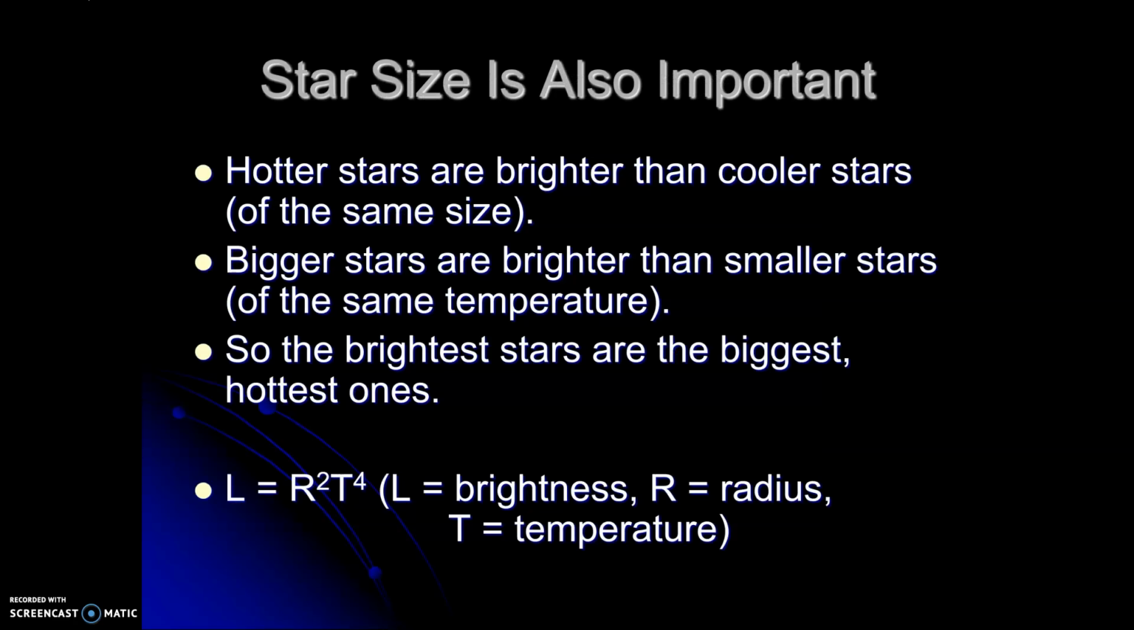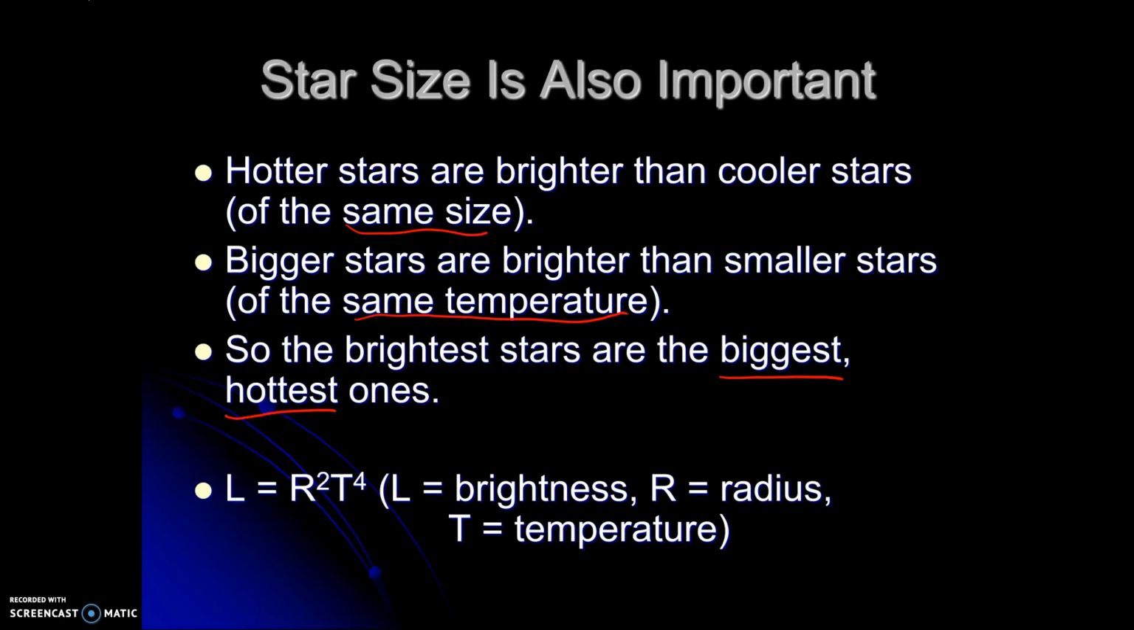Another thing that we've been talking about is that size is going to be really important. Our cooler stars, like our red giants, have such an enormous size that they are going to be really, really bright. Hotter stars are brighter than cooler stars of the same size. Bigger stars are brighter than smaller stars of the same temperature. So the brightest stars are the biggest and the hottest stars.